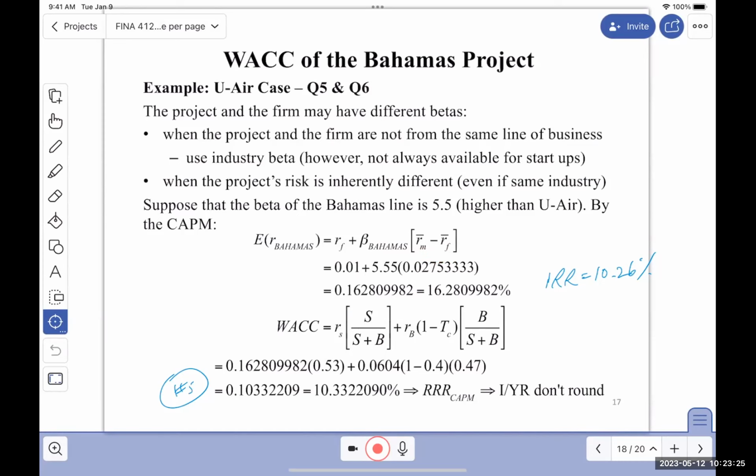So anyway, go on. If we had used, let's say, a 4%, it would have been really high, and we would have rejected that Bahamas project. That 0.01 would turn to 4, and this would be 14%. So it's very sensitive. Obviously, beta is picking that up, but there are also these other variables and circumstances that play into this.